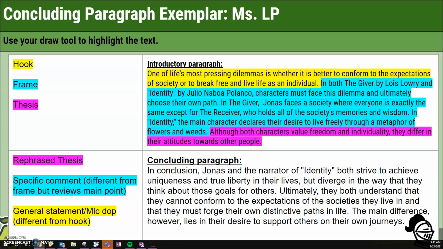Ultimately, they both understand that they cannot conform to the expectations of the societies they live in, and that they must forge their own distinctive paths in life. The last general statement, or mic drop, reads, the main difference, however, lies in their desire to support others on their own journeys.